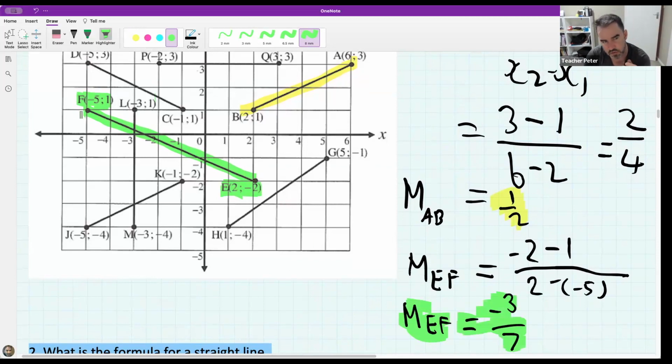And that makes sense, because if you think about what it's saying, let's just check this out. If I go down by 3, 1, 2, 3, and then I go across by 7, 1, 2, 3, 4, 5, 6, 7, you notice that I'm still on the line, which is great news for gradient.